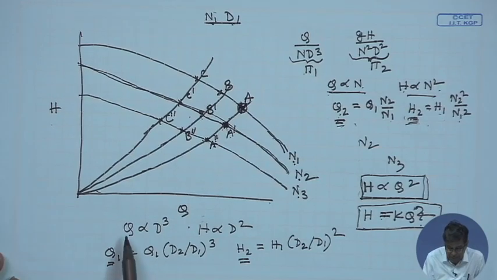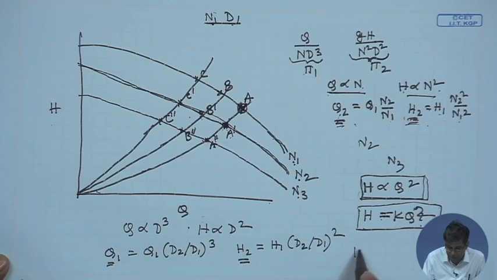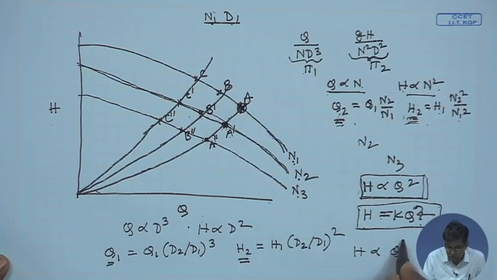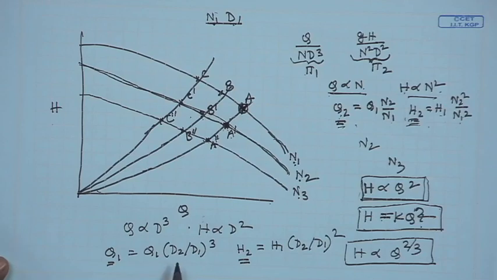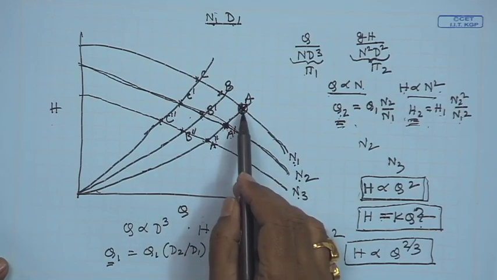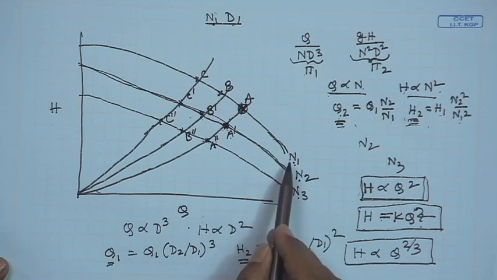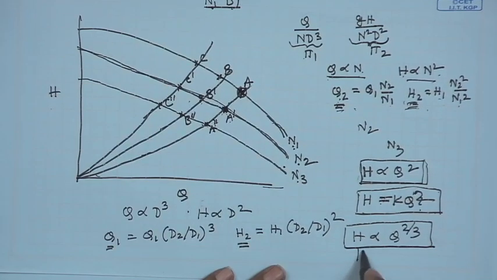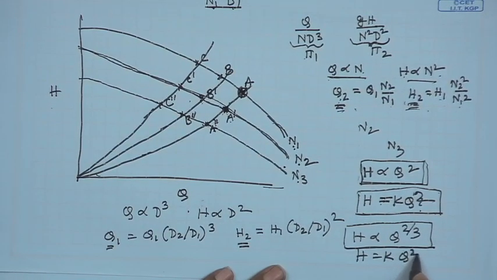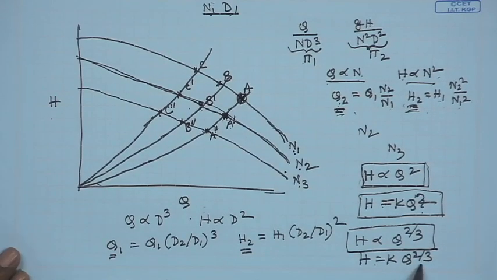But here one thing is that Q is proportional to D cube and H is proportional to D square, therefore H is proportional to Q to the power 2/3, which represents the locus of the similar points on the HQ plane, just like the locus of the similar points on the HQ plane for different speeds. And this gives the equation H is equal to some constant into Q to the power 2/3, which gives the locus of the similar points on the different HQ curves of the pump with different values of diameter of the pump, and that is not the same as the system resistance curve.